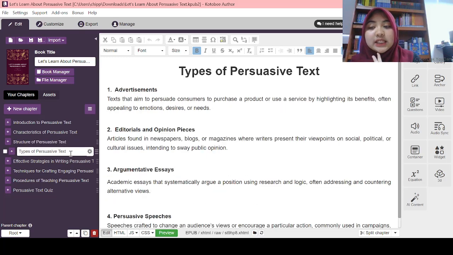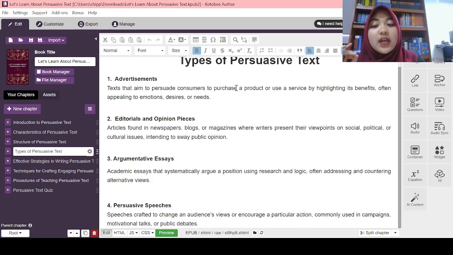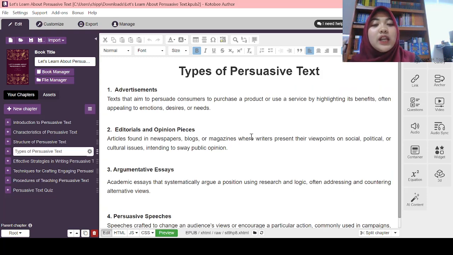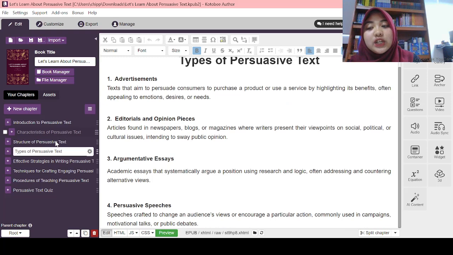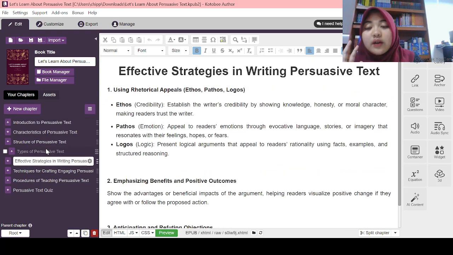Next, the fourth chapter in this book is types of persuasive text. Types of persuasive text are divided into four groups. The first is advertisement. The second type is editorials and opinion pieces. The third is argumentative essays, and the last one is persuasive speeches. I state my explanation about types of persuasive text, and then students can read the explanation.